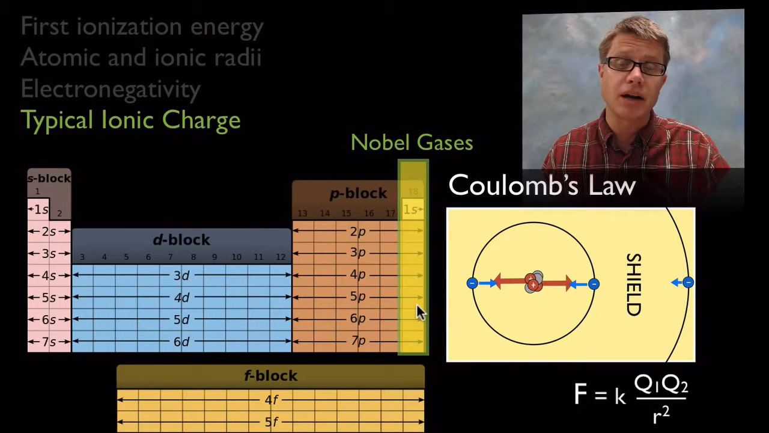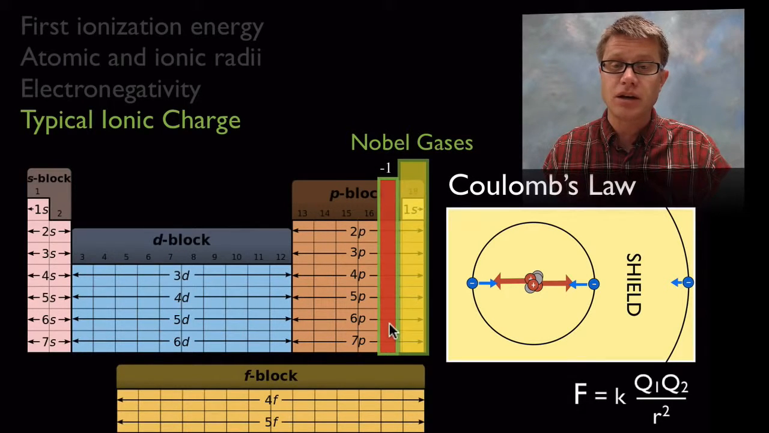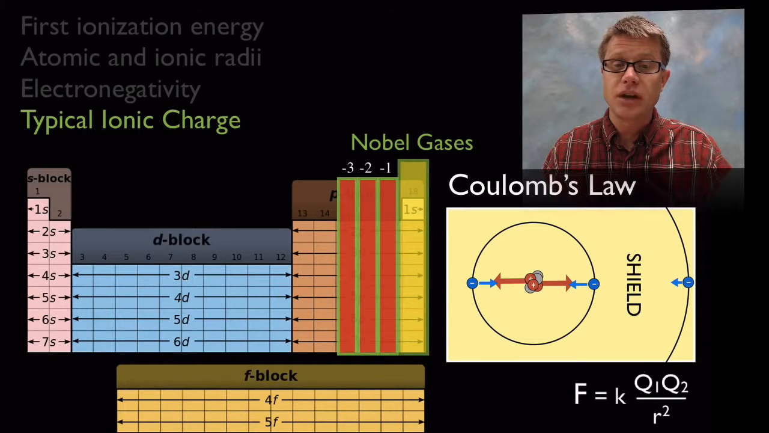So a quick way to figure out ionic charge using Coulomb's law is to just look how close you are to a noble gas. And so let's look at the halogens, which are right here. How many electrons would halogens have to get in order for them to move to a noble gas? Well, just one electron. And so they're going to have, in general, a -1 charge. Let's move over. These would have -2, -3.